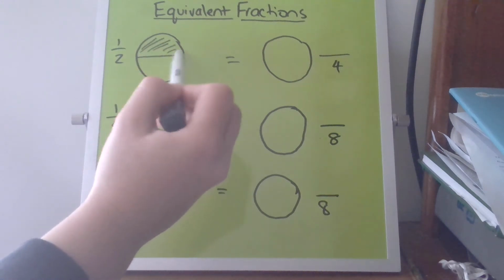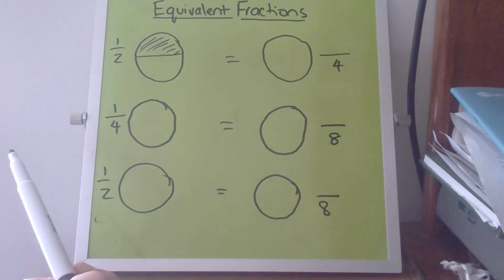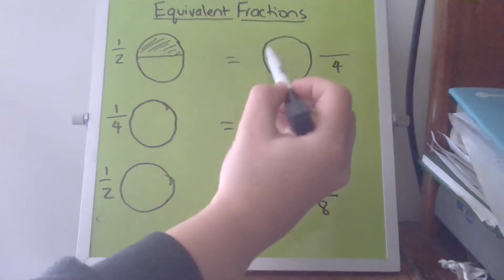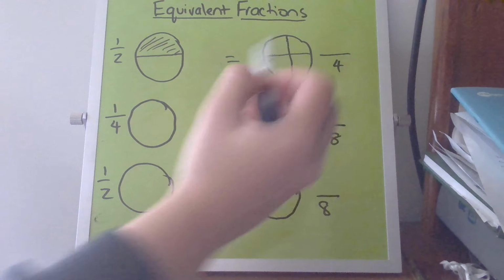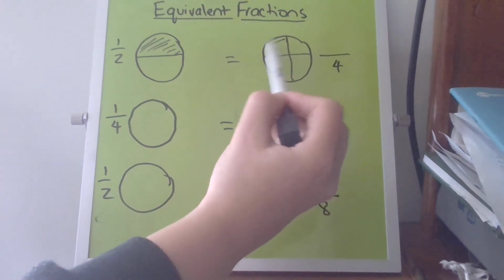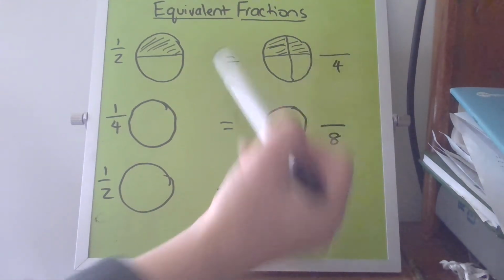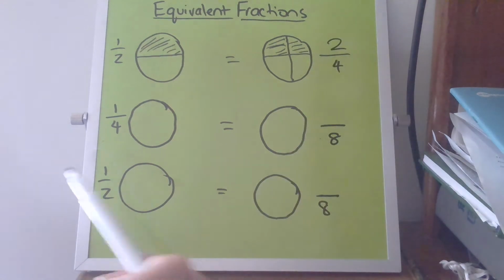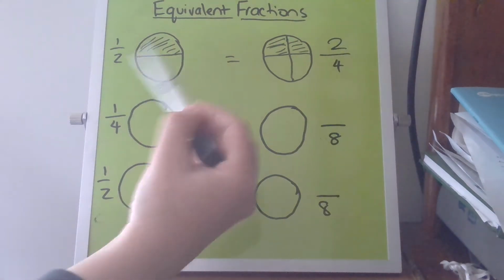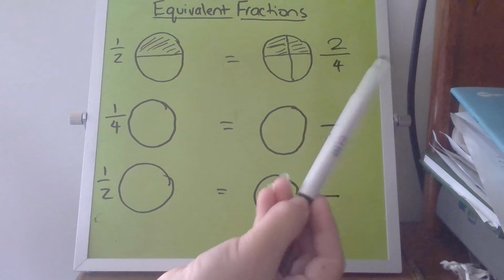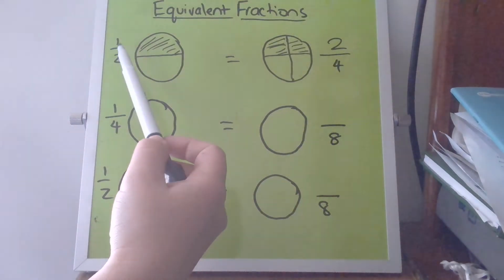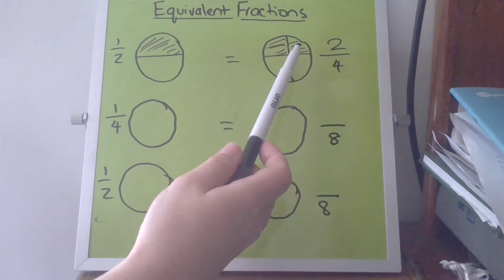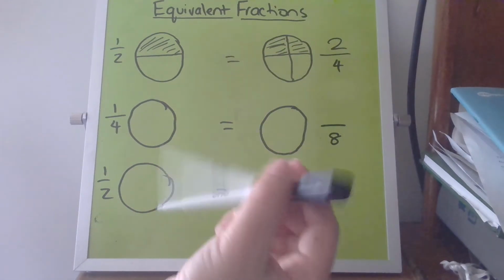It could be represented in quarters. If we draw this circle in quarters, by colouring or shading the same amount of space, we would need to colour 2 of the quarters. So 1/2 and 2/4 are equivalent because they have the same value, but they look different. Eating half a cake and eating 2/4 of a cake would mean the same thing.